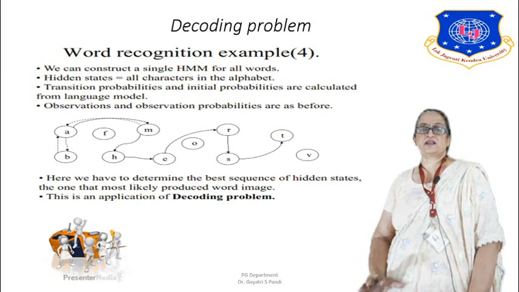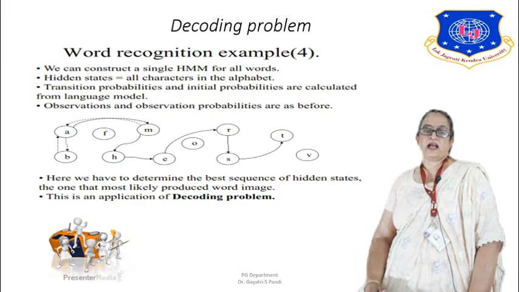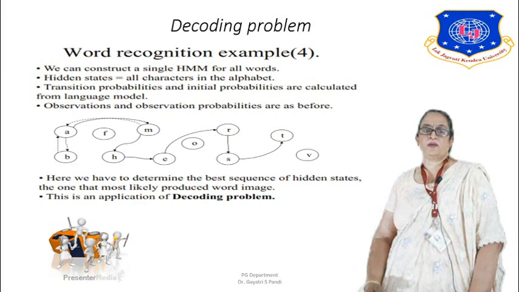Here we try to construct a single HMM for all the words, and the hidden states are all the characters in the alphabet. The transition probabilities and the initial probabilities are calculated from the language model, and the observation probabilities are specified here, and the transition diagram is basically given here. Right? It is just represented there. There is a movement from A to B and B to A, and similarly with the other characters. And here we have to determine the best sequence of hidden states, the one that most likely produced the word image, and this is one of the best applications you can say of the decoding problem.